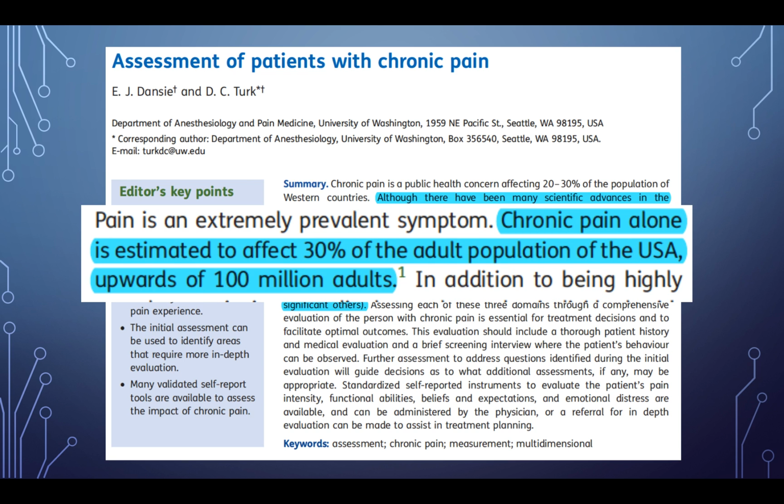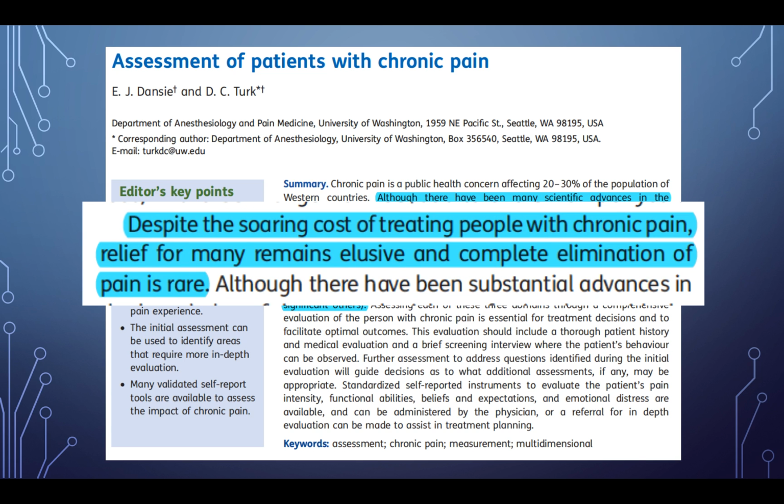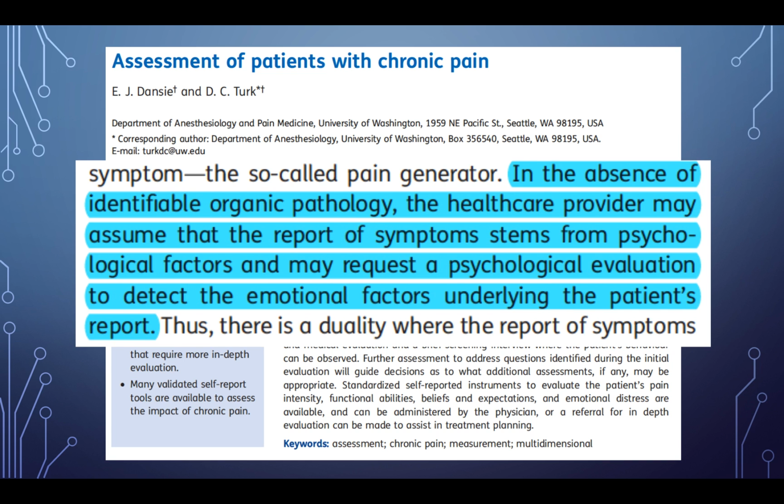Chronic pain alone is estimated to affect 30% of the adult population of the U.S., upwards of 100 million adults. Despite the soaring costs of treating people with chronic pain, relief for many remains elusive, and complete elimination of pain is rare. In the absence of identifiable organic pathology, the healthcare provider may assume that the report of symptoms stems from psychological factors, and they may request a psychological evaluation to detect the emotional factors underlying the patient's report.